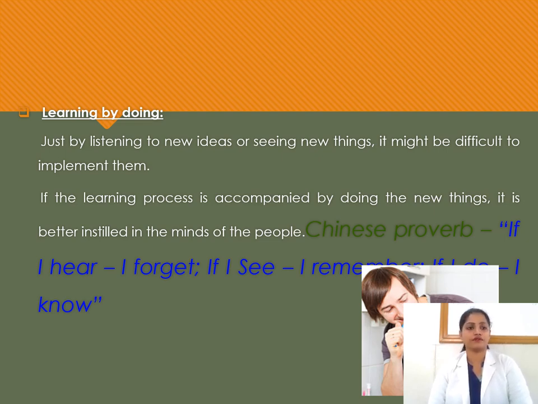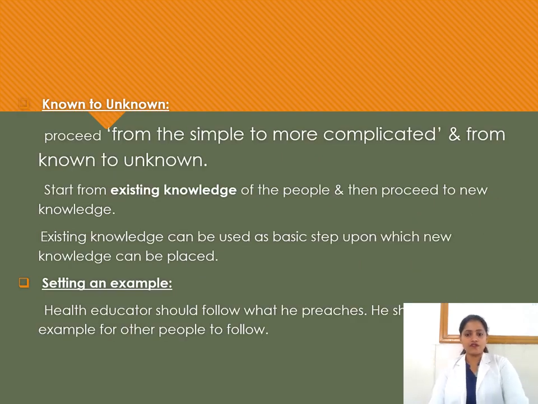Learning by doing. The next principle is known to unknown. Always start from the simple one and move on to the more complicated one. From known to unknown. Start with a known example or a known topic and move on to a complicated one. So start with existing knowledge and then proceed to new knowledge. This helps them to understand better.